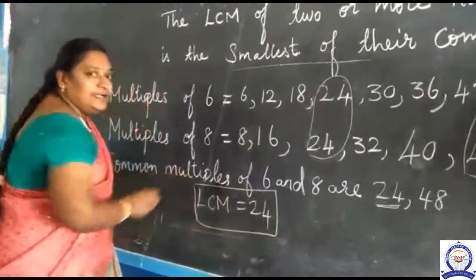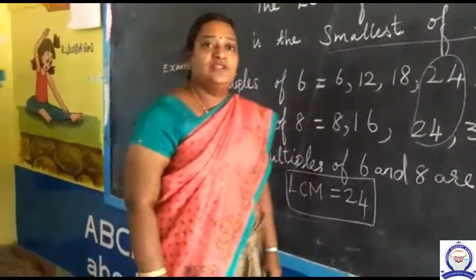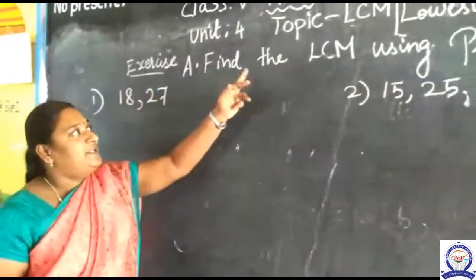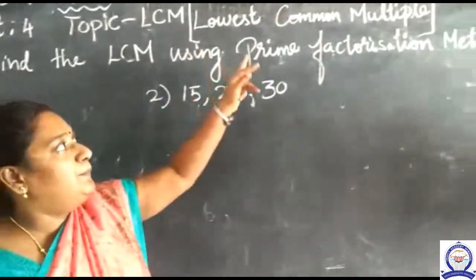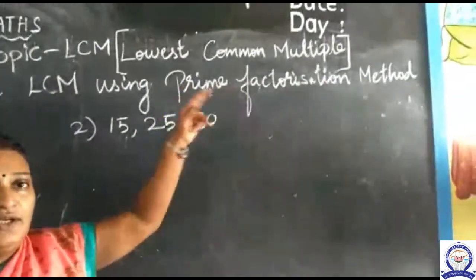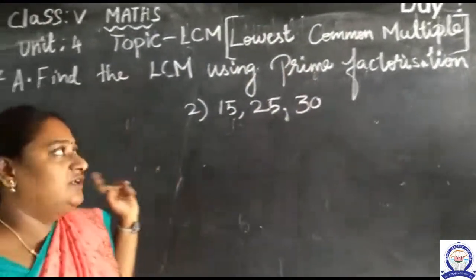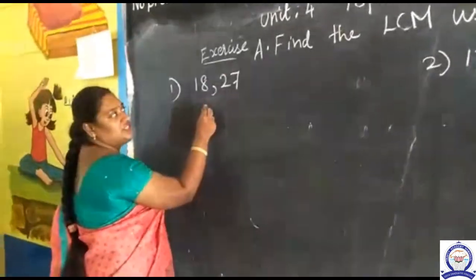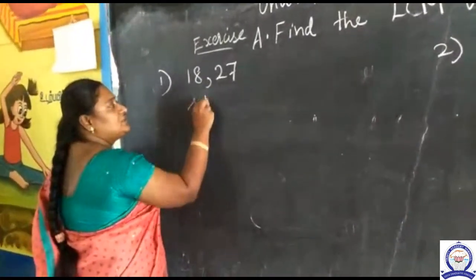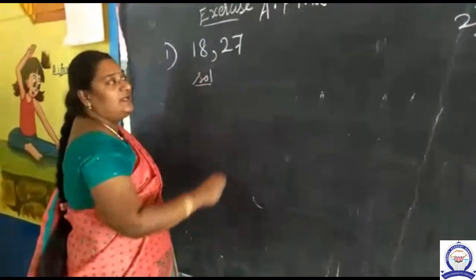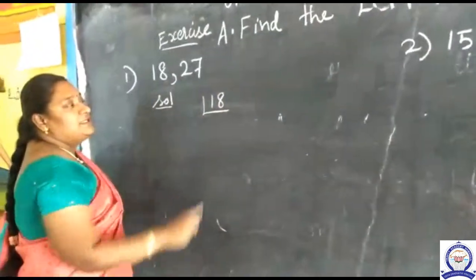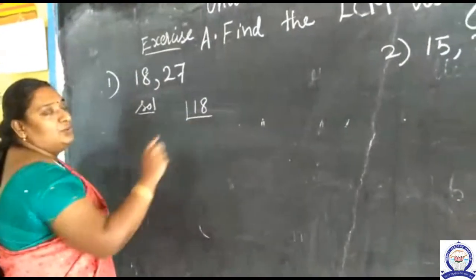Okay. Let us see the exercise problem. Children, now let us see the exercise sum. Find the LCM using the prime factorization method. Solution, first question, 18, 27. We have to do the prime factorization like this.